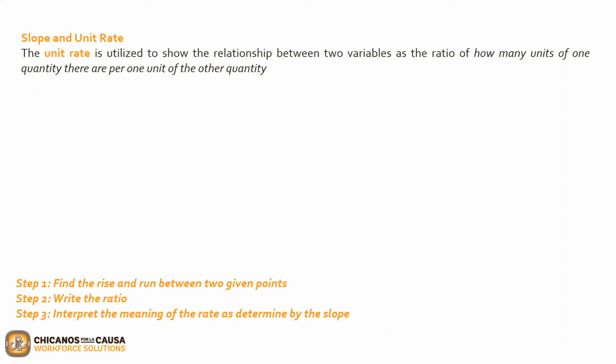So in order to solve this, we have 3 steps once again. We have step 1, find the rise and run between 2 given points. Step 2, we're going to write our ratio. And step 3, interpret the meaning of the rate as determined by the slope. So let's look at an example.